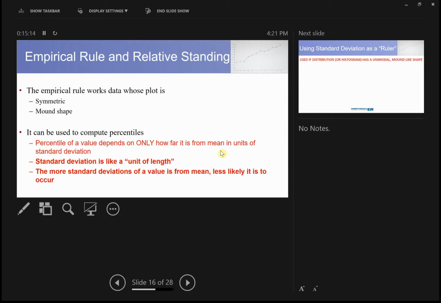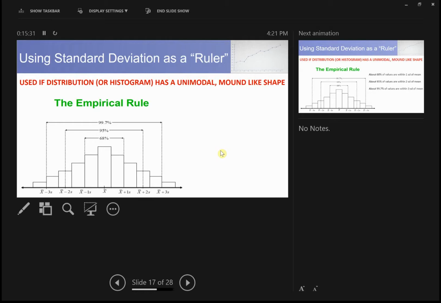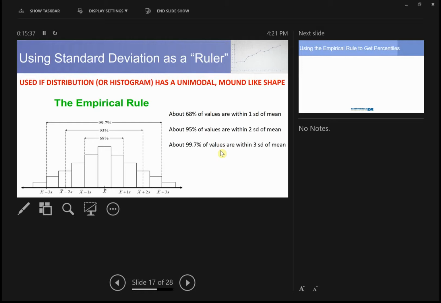Now, it's probably pretty obvious, but I'll just state the obvious, which is that you kind of realize now that the more standard deviations you are from the mean, the less likely you are to get that data value. Okay, so let's go ahead and see what the empirical rule says. It says if you have a distribution that's unimodal, kind of mound shaped, about 68% of the data values are within one standard deviation of the mean.